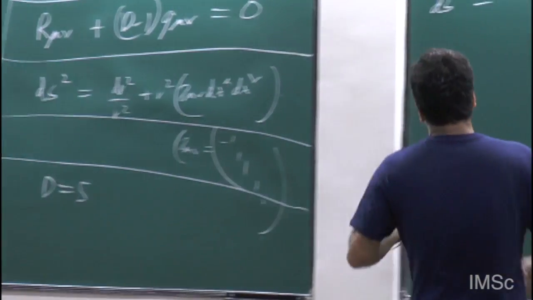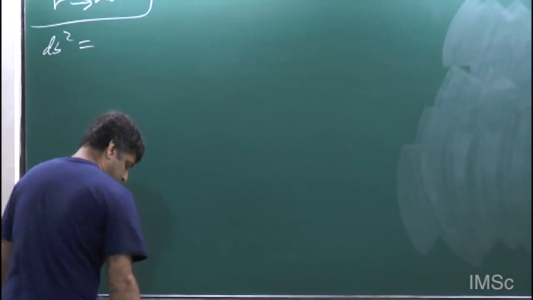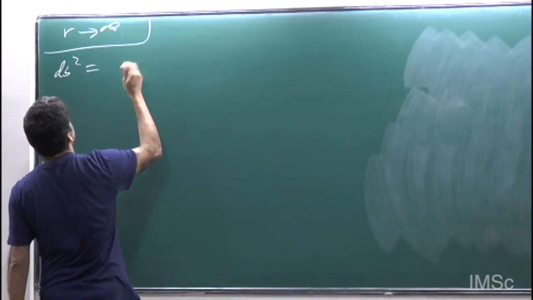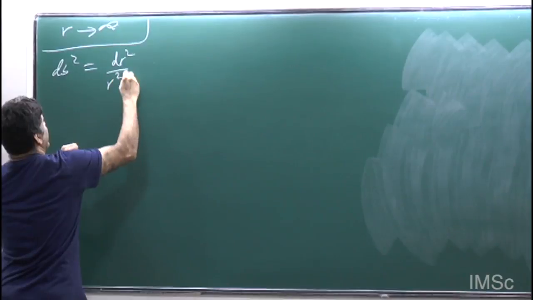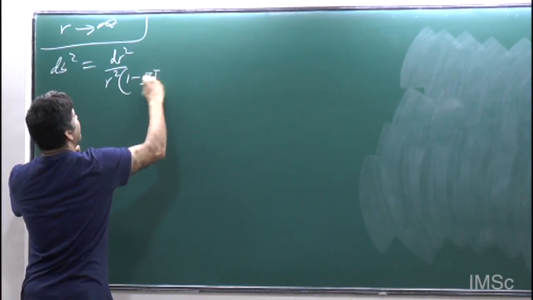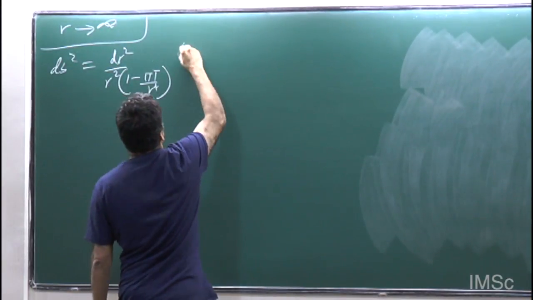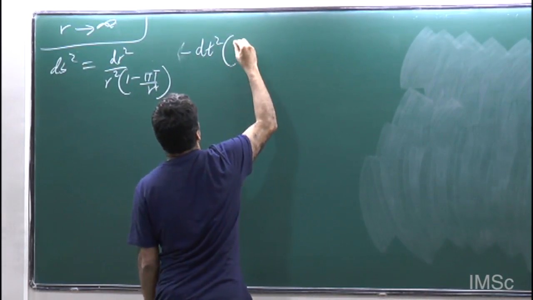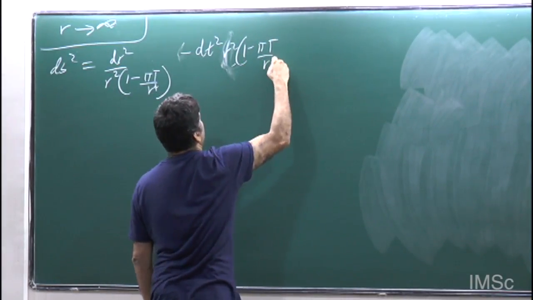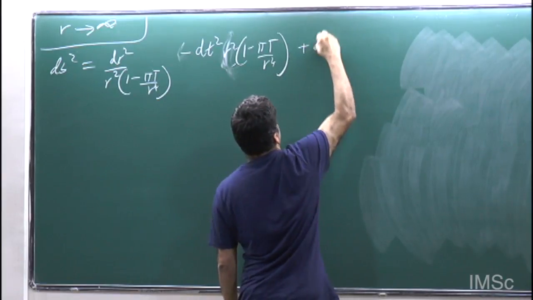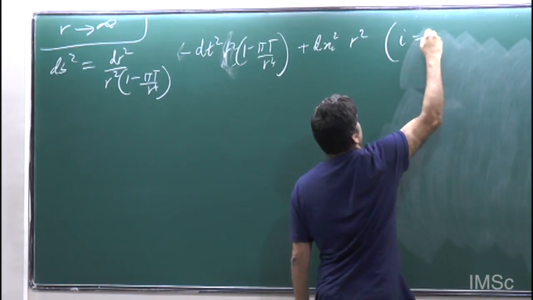So the other well-known exact solution to these equations is the following. ds squared is equal to dr squared by r squared times (1 minus (pi t by r) to the 4), minus dt squared times r squared times (1 minus (pi t by r) to the 4), plus dx_i squared times r squared, i equal to 1 to 3.